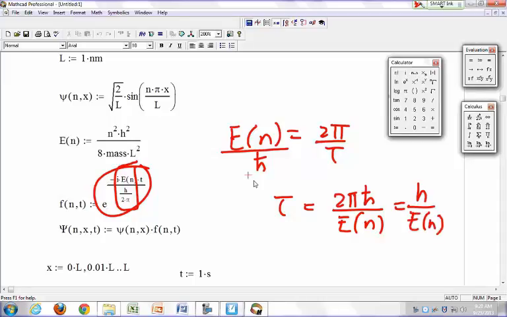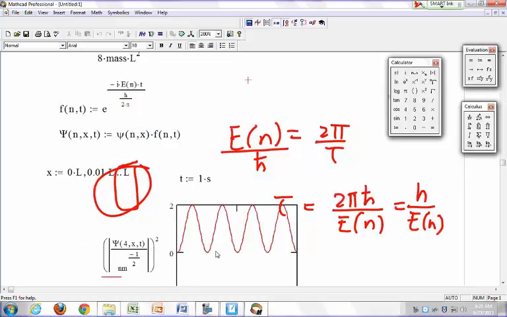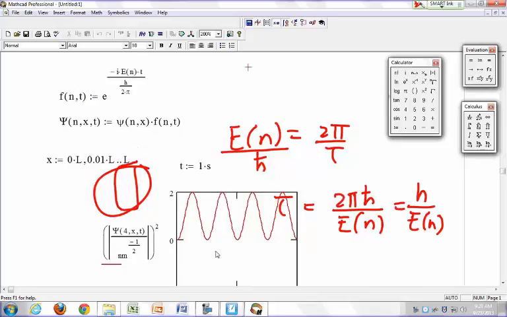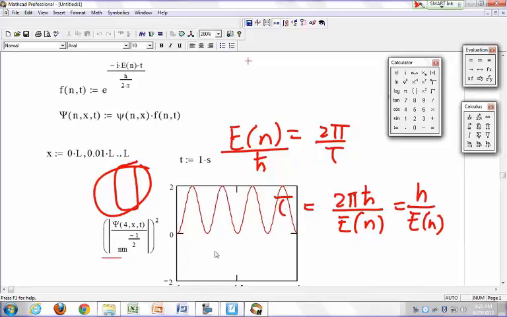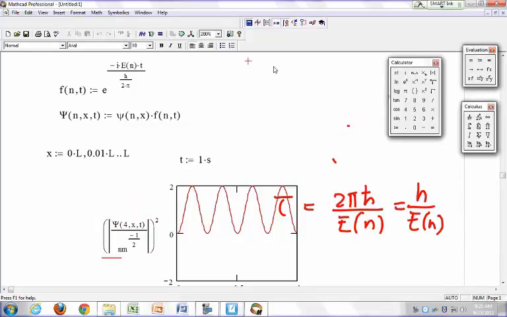So I'm going to cycle my time from 0 to tau. So I'm going to generate an animation of this graph with my time advancing from time 0 to tau. And my tau is h over E of n. Okay? So here's what I'm going to do. I'm going to define tau, the period for my cycle, for my function of time. For the nth quantum state, it's going to be equal to h over E of n. All right?